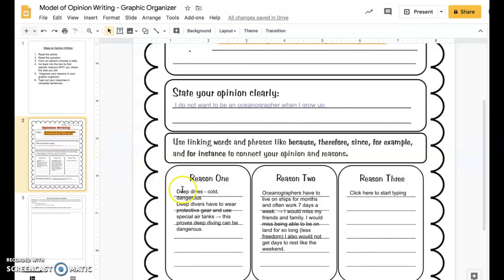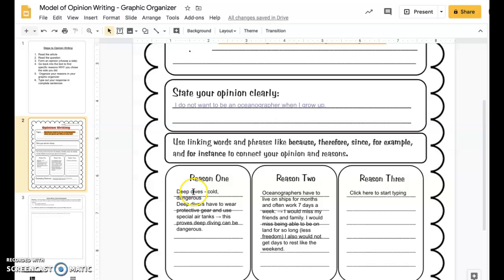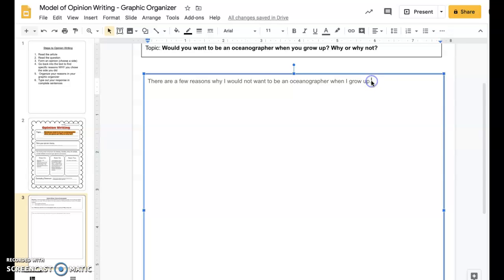So I can't just go from there are a few reasons why I would not want to be an oceanographer when I grow up to writing reason 1. I need to say one reason is, or one example is. That's a transition word. That's a linking word. Those are super important when you go from one idea to the next, or from the topic sentence to an actual reason. So one reason I would not want to be an oceanographer when I grow up is because it can be dangerous.